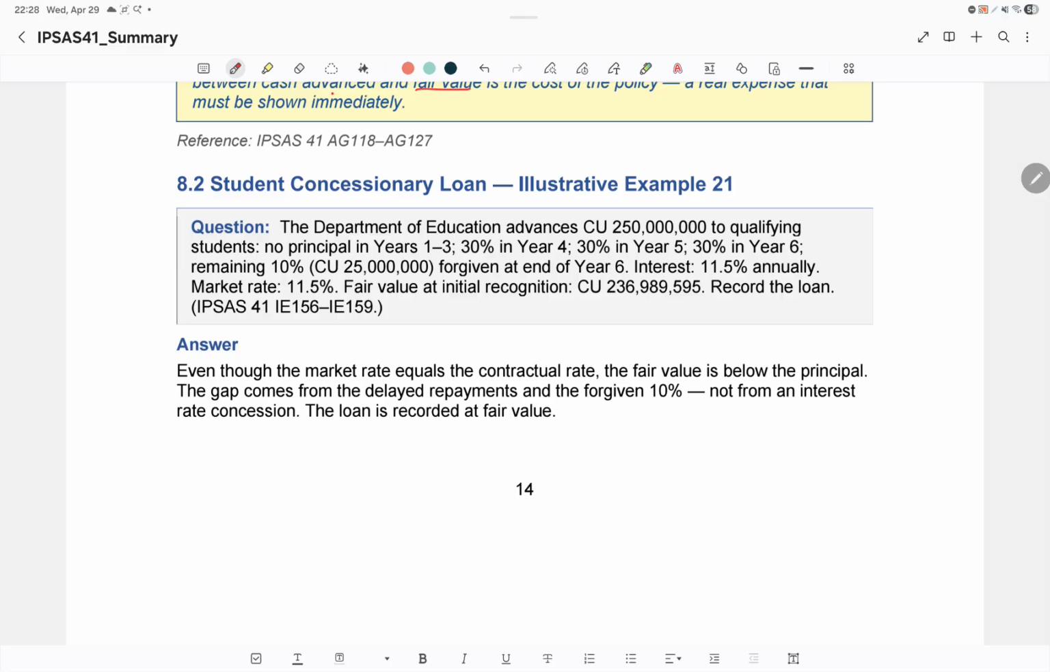the Department of Education advances 250 million to a qualifying student. No principal in years 1 to 3. 30% in year 4, 30% in year 5, 30% in year 6. The remaining 10% is forgiven at the end of year 6. Interest is 11.5% annually. Market rate is 11%. Fair value at initial recognition?